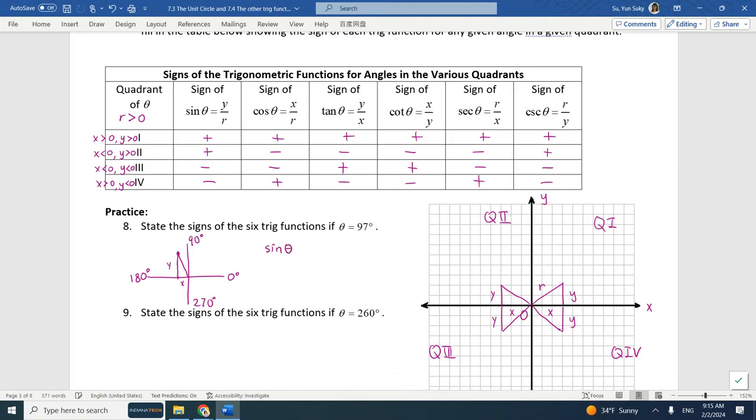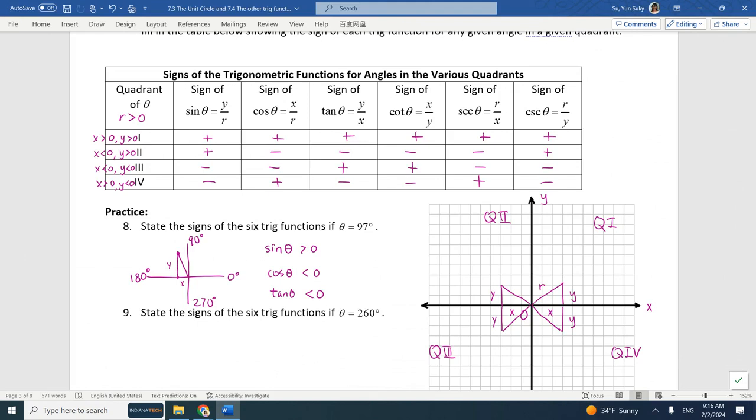Sine of theta is what? Positive. Cosine, negative. Tangent, negative. Is that okay, everybody? So second quadrant right here.